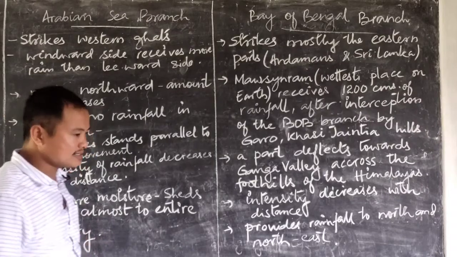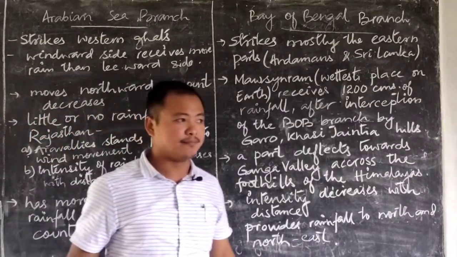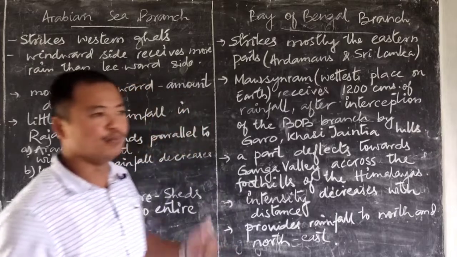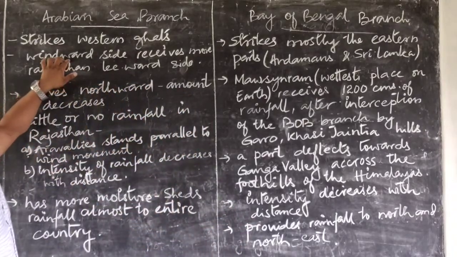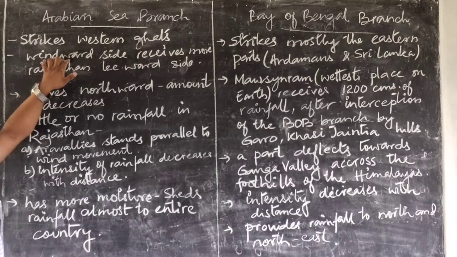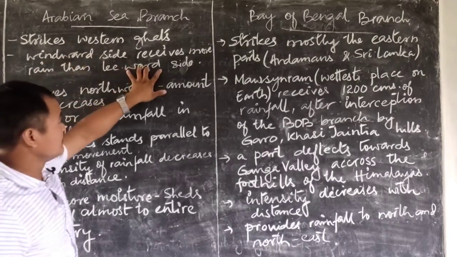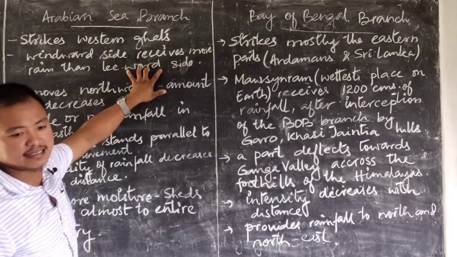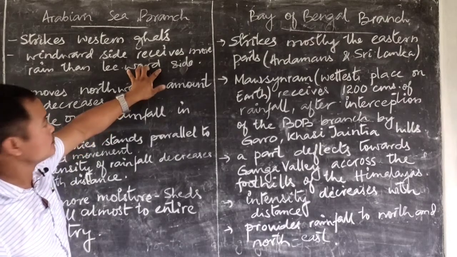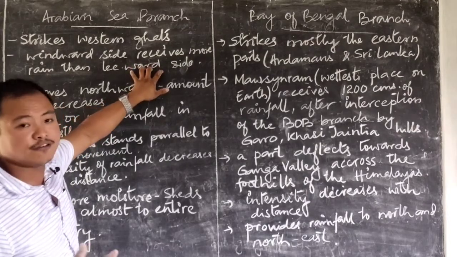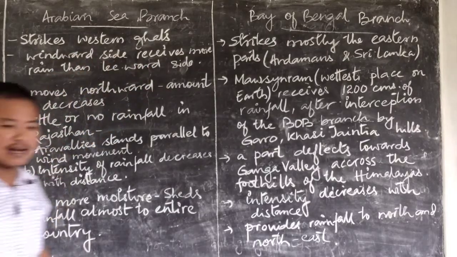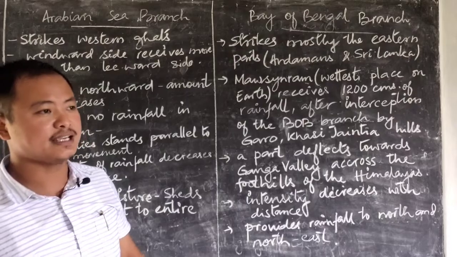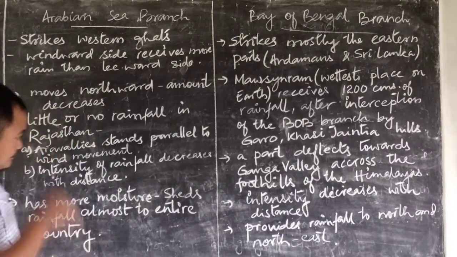For example, let's take two important cities of India in the state of Maharashtra, Mumbai and Pune. Mumbai is located on the windward side, that is the western part of the Western Ghats, while Pune is on the leeward side, that is the eastern part of the Western Ghats. So in Pune, the rainfall is less as compared to Mumbai, which receives on average a rainfall of 250 centimeters annually.